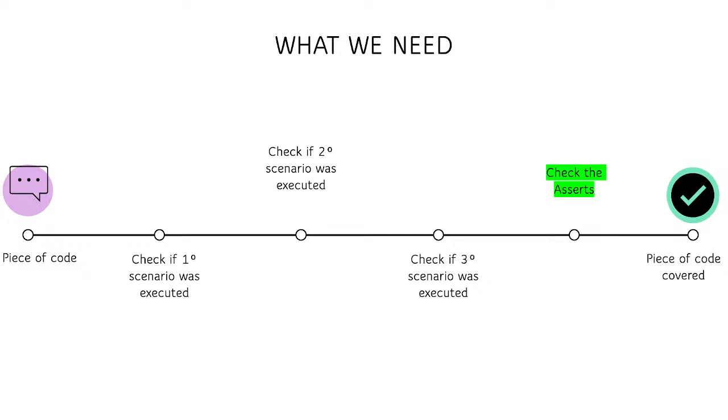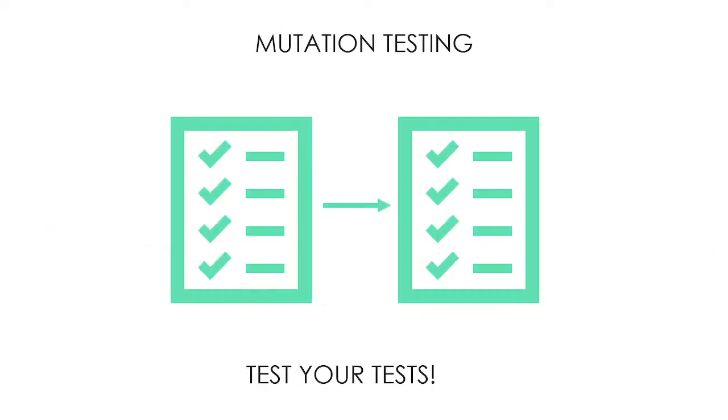So wouldn't it be awesome, wouldn't it be great if we could have a tool that could check if our tests have a good quality, check the asserts, check if multiple scenarios were covered or executed. Well, actually we have a tool that could help us with that, which is our topic. Mutation testing is a type of software testing whose goal is to test our unit tests.